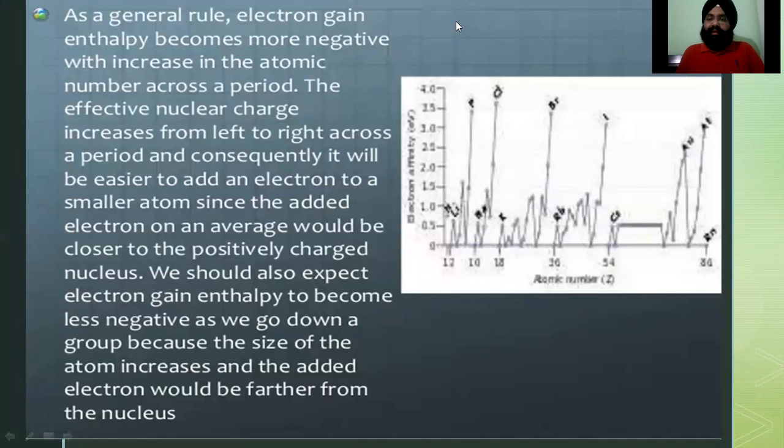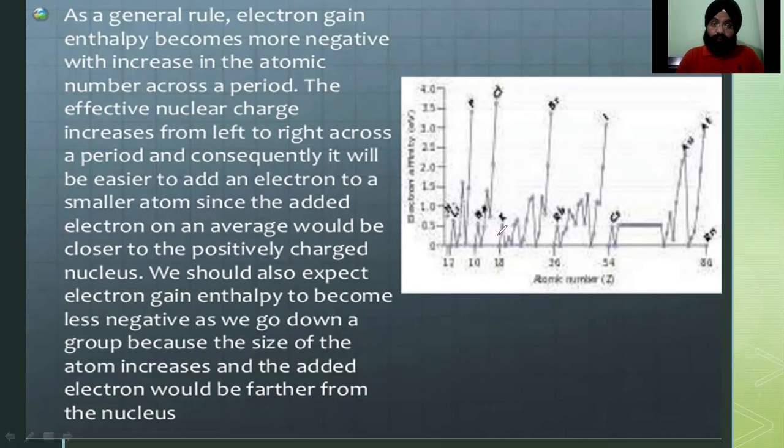Now, general trends. While moving from left to right in the period, the atomic size decreases. Hence, the effective nuclear charge increases, and the electron gain enthalpy becomes more and more negative because the addition of an extra electron in such cases is easier.